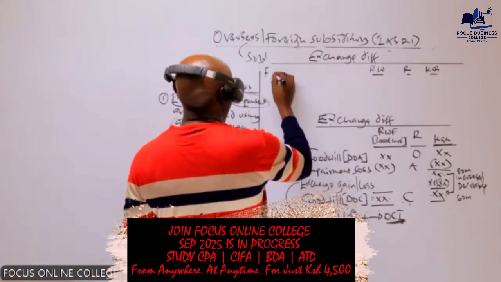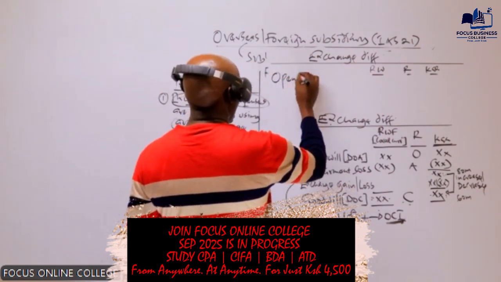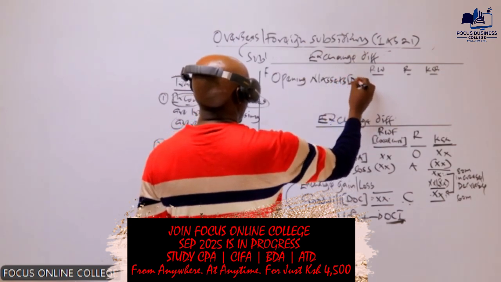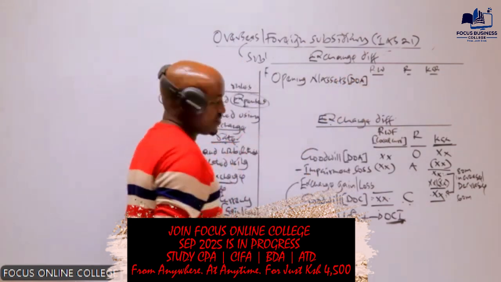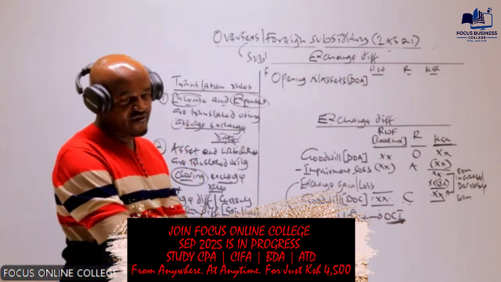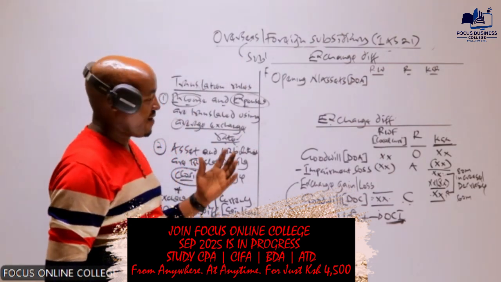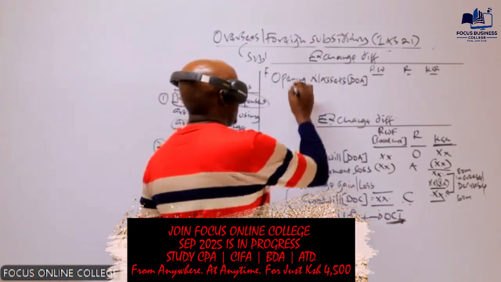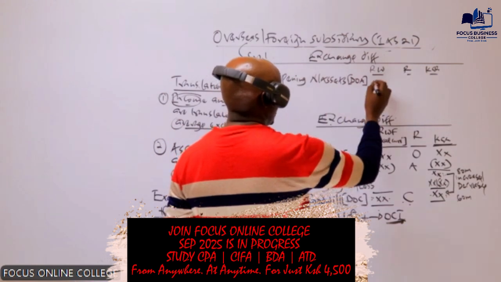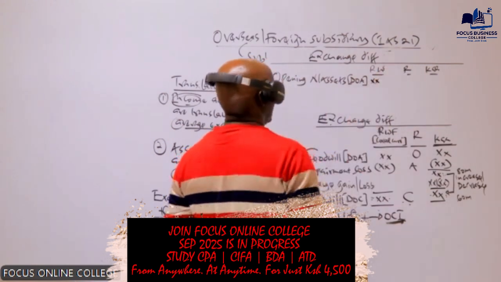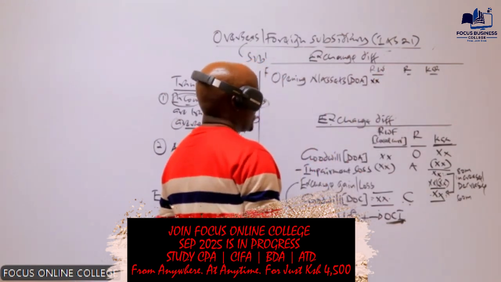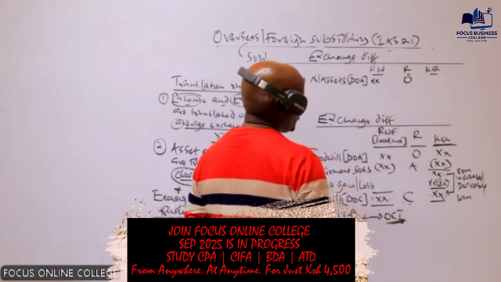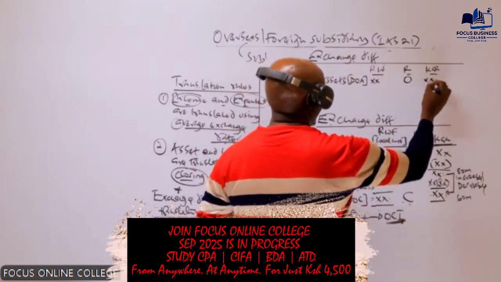So always here we start with the opening net asset. These, in other terms, are the net asset of the subsidiary on the date it was acquired. Remember, we have said in all these questions for foreign subsidiary, our foreign subsidiary will have been acquired at the start of the year. So take the opening net asset on the date of acquisition in local currency, for example, Rwandan franc, translate that into Kenyan shillings using the opening exchange rate. You get the value there.